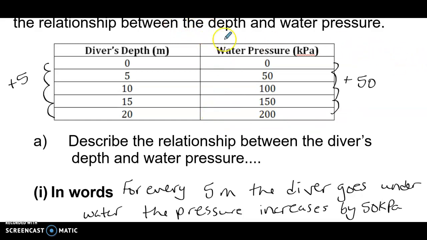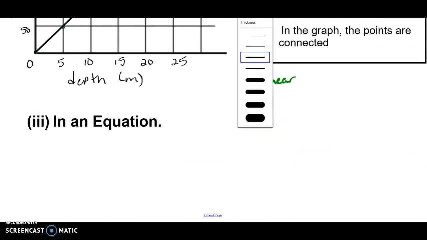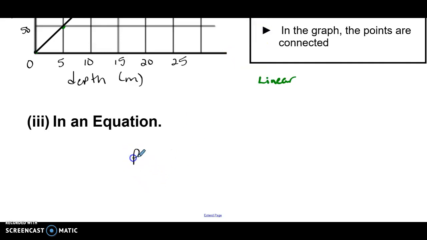So I'm multiplying by 10 each time through here. So my equation, if I'm going to use P for pressure, the pressure the diver experiences is increased by 10 for every single meter of depth that he goes through.